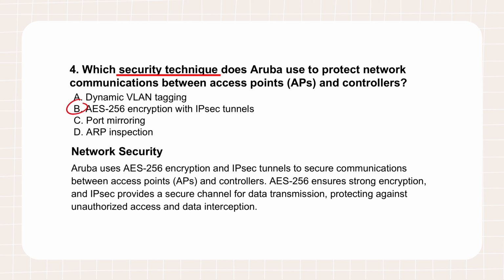And what about those IPsec tunnels? What are they all about? The IPsec tunnels create a secure encrypted pathway just for the communication between the AP and the controller. Imagine building a secret armored road between those two points. Even if someone manages to intercept the traffic, they hit that IPsec encryption wall first. And even if they somehow got through that, the data itself is still scrambled with that AES-256 encryption. So it's like double locked. Double lock, yeah. It's that multi-layered approach.